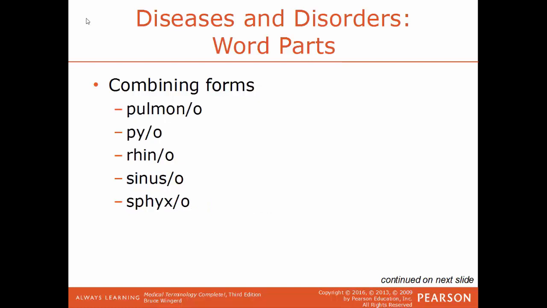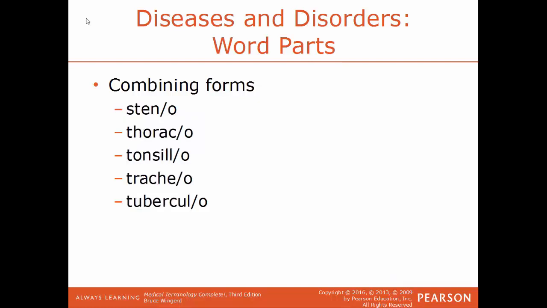Pulmono is a reference to the lungs. Pyo is a reference to pus. Rhino is a reference to the nose. Sinuso is a reference to the sinuses. And sphygmo is a reference to the pulse. Steno is a reference to narrowing. Thoraco is a reference to the thorax, or the chest, the thoracic cavity. Tonsillo is a reference to the tonsils. Tracheo is a reference to the trachea. And tubercul is a reference to a little bit of swelling.